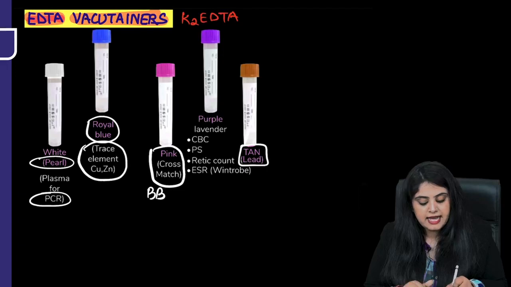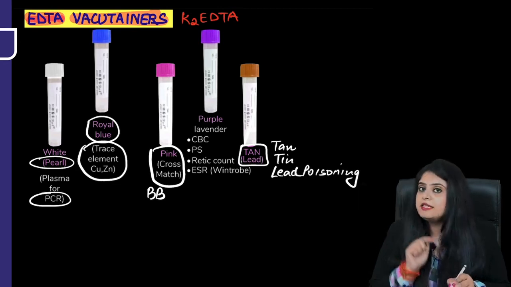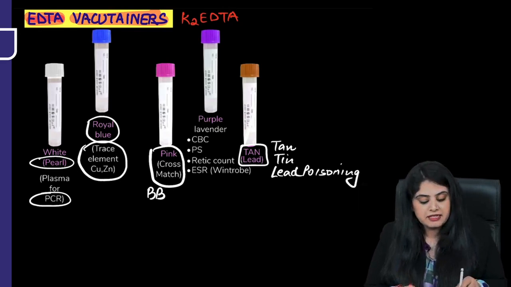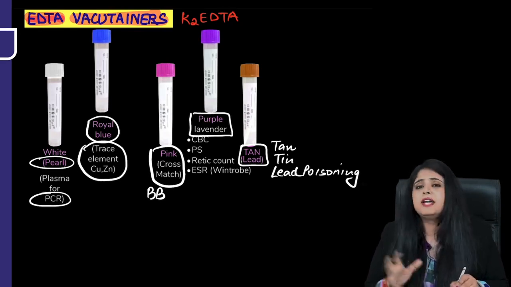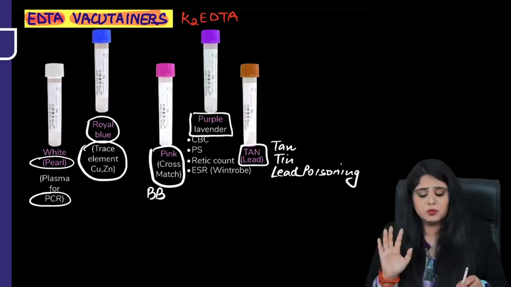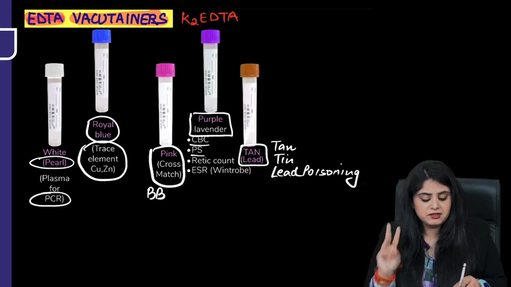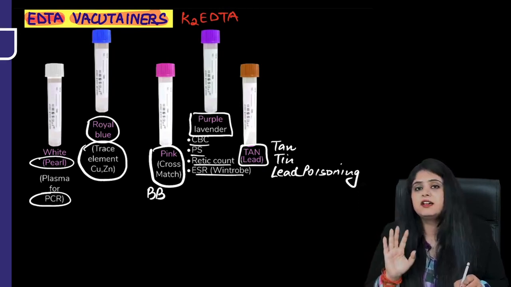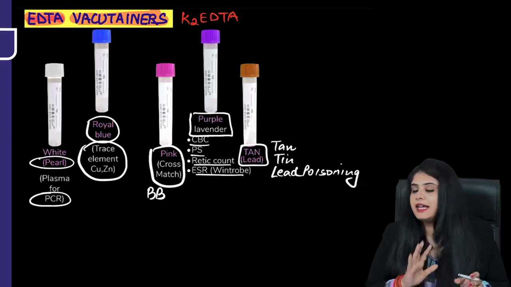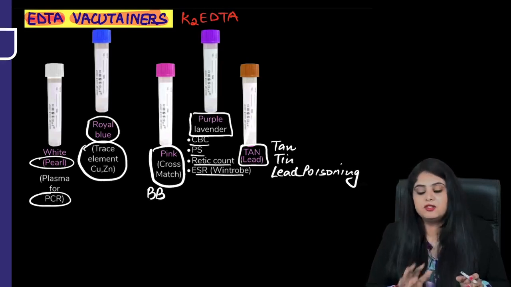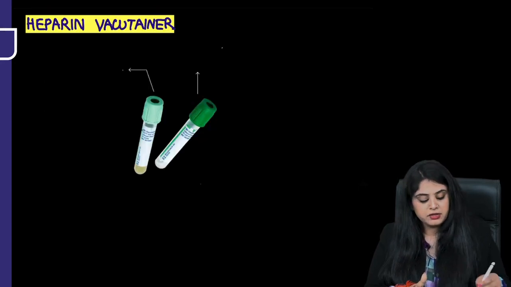Tan, you will learn tan, tin, lead. Tan, tin will remind you of lead. So this is going to be used in lead poisoning cases. If you have a lead poisoning patient, you will collect his sample in this vacutainer. And finally, the purple or the lavender, the bread and butter of a pathologist. Everything is done in it. Complete blood count, peripheral smear, reticulocyte count, ESR by Wintrobe, everything is done in it. Like I said, it's the bread and butter of a pathologist. These are all the EDTA vacutainers. Sorted? The next one are going to be the heparin.